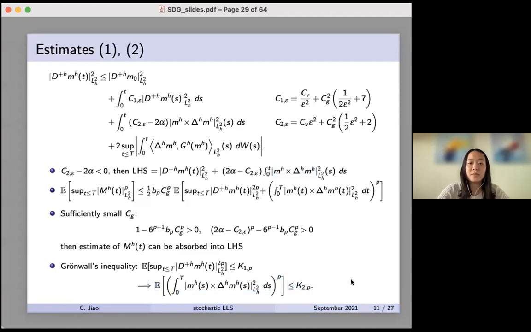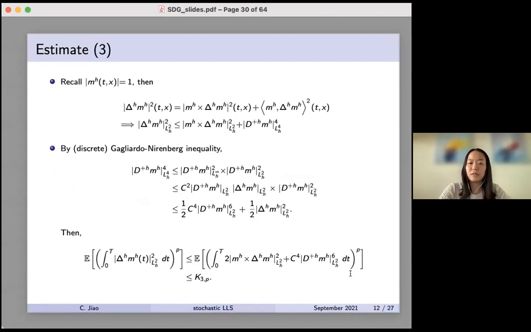For the third estimate, which is the time integral of the Laplacian in L2 norm, we first observe that the Laplacian of mh squared can be written as a sum of m cross Laplacian squared plus this dot product squared, thanks to the unit magnitude of mh. So we can estimate the L2H norm of the Laplacian by the L2H norm of m cross Laplacian and the L4 norm of the discrete gradient.